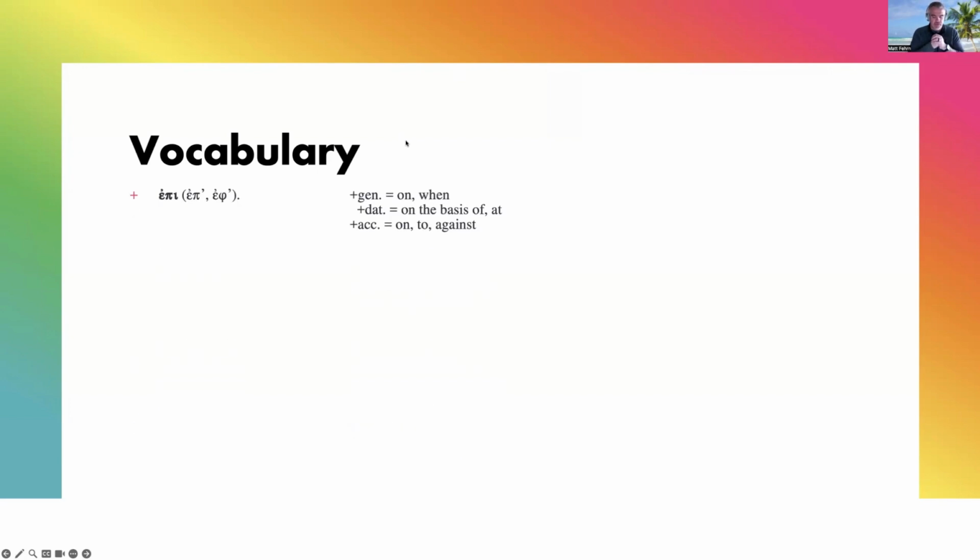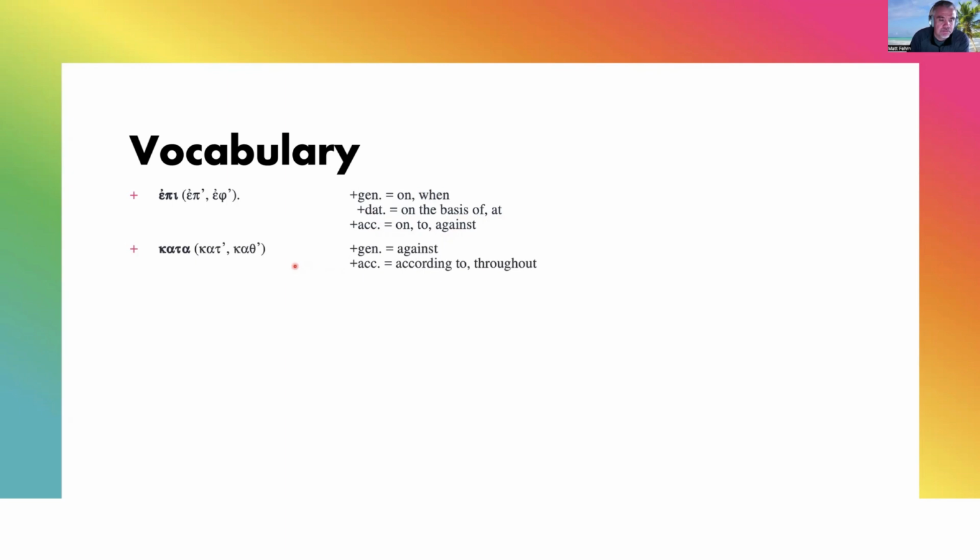All right, so here's the vocab for this week. They're all prepositions, I believe. The first word is epi, ep, or eph. In the genitive case, it means on or when. In the dative, it's on the basis of, at. Or in the accusative, it means on, to, against.